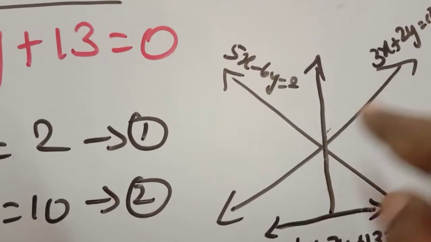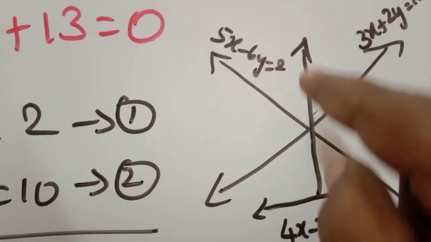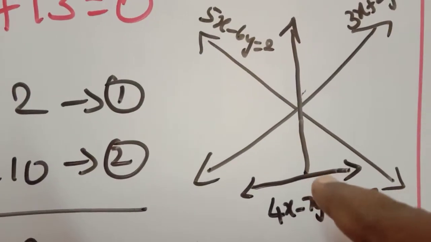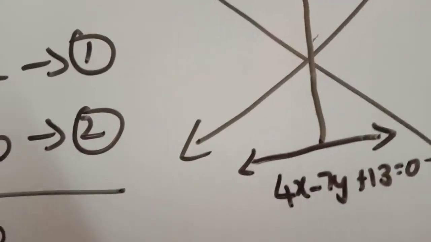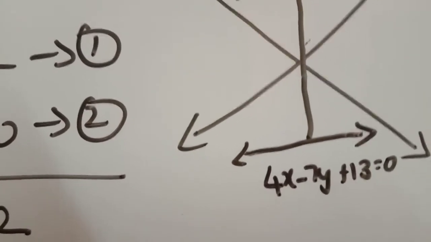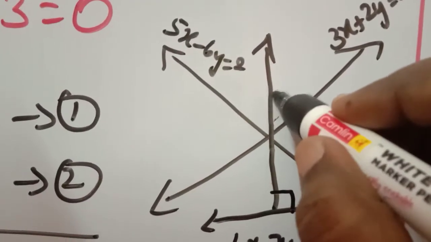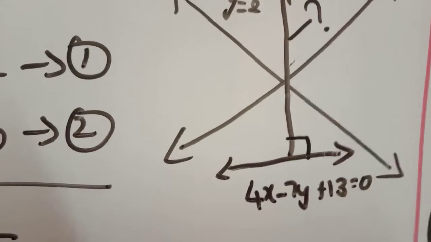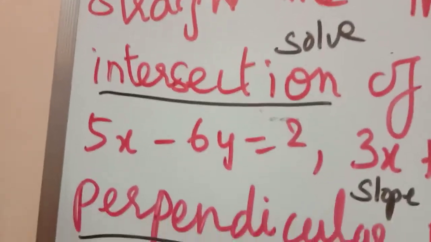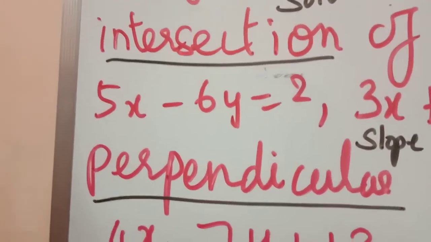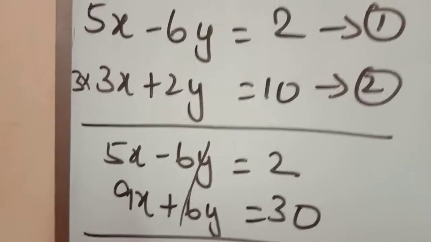which is passing through the point of intersection of these two lines. So this is the point of intersection. This line is passing through that point as well as it is perpendicular to this line. Okay, one line is given, so it is perpendicular. We have to find the equation of this line. So for the point of intersection we have to solve. For perpendicular we have to find the slope. So first consider the two equations and we have to solve.